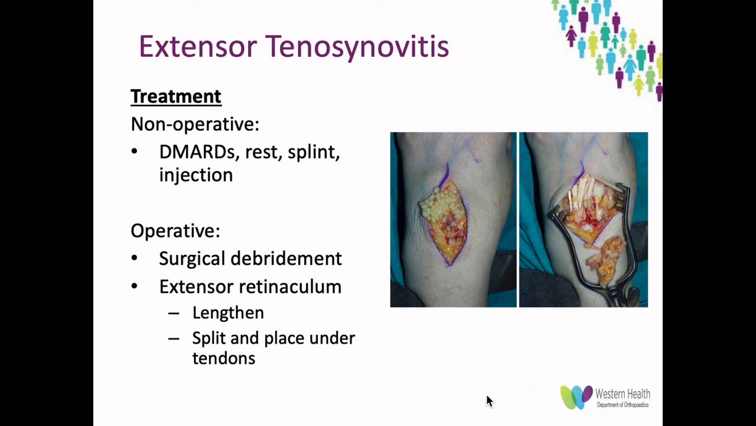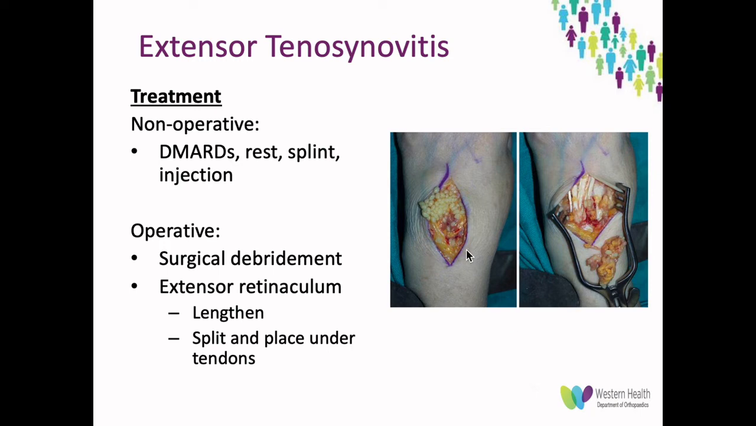Treatment, non-operative, is your first mainstay. Particularly DMARDs, rest, splinting, can use local steroid injections. Surgical debridement is advocated for patients who are refractory to at least 6 months of conservative treatment. This is because infiltrative tenosynovitis can then cause significant risk of tendon rupture. Debridement of the tenosynovium has quite good results in extensor tendons, recurrence rates of 10%, and it can reduce tendon rupture risk to about 3 to 7%.